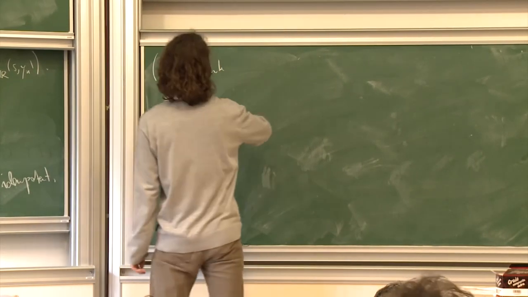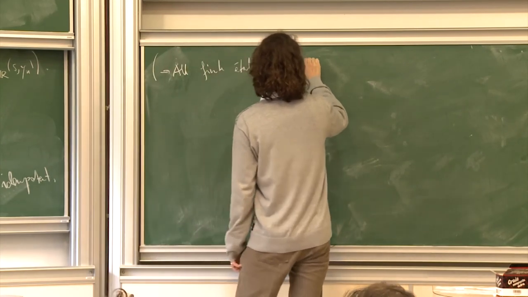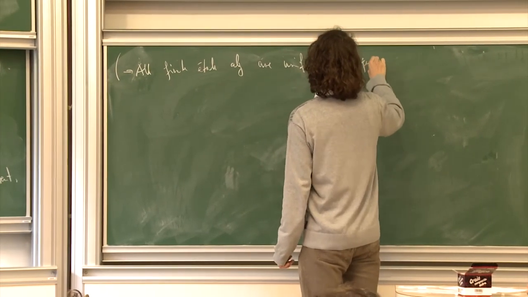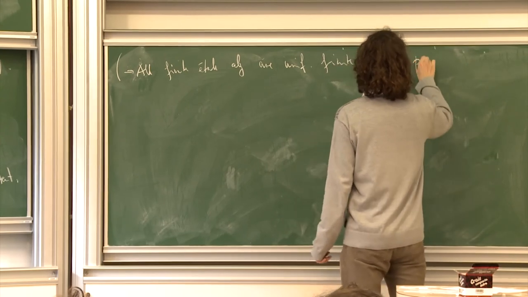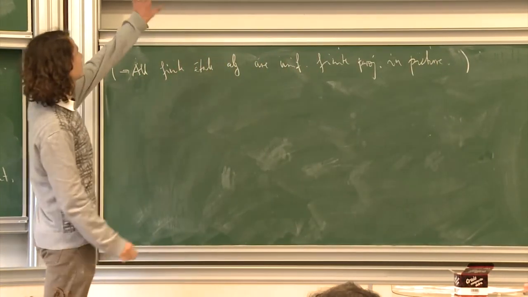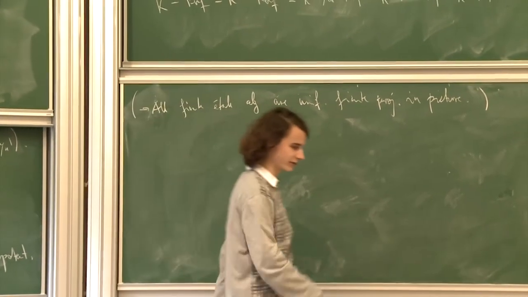It also follows that somehow in this picture, all finite étale algebras are uniformly finite projective. In this picture, it makes sense in all settings to talk about the rank, the degree, of some finite étale extension.